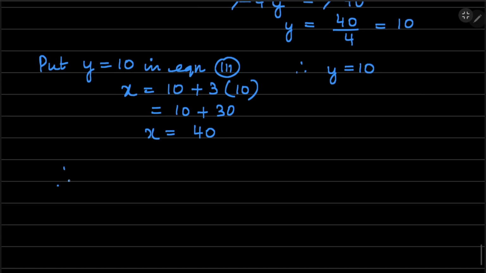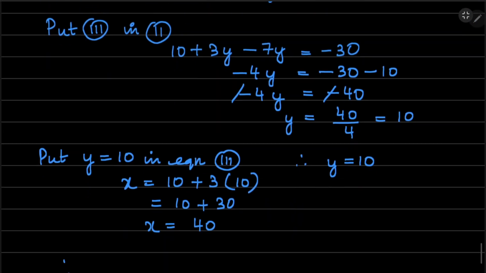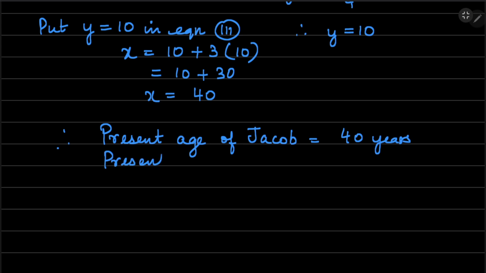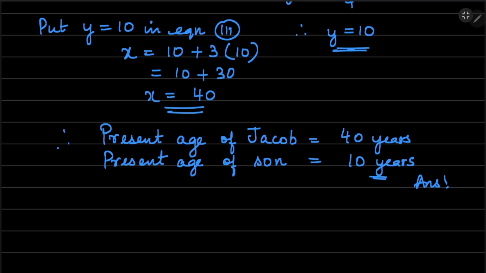So, this is nothing but, therefore, what is x now? The present age of, therefore, write down. The present age of Jacob is what is your x, which is 40 years. And the present age of his son is nothing but 10 years. Is your final answer. So this is how you have to do. Don't just leave it as x and y respectively. You don't know what it is, isn't it? So this is ages. So ages, the unit is years.